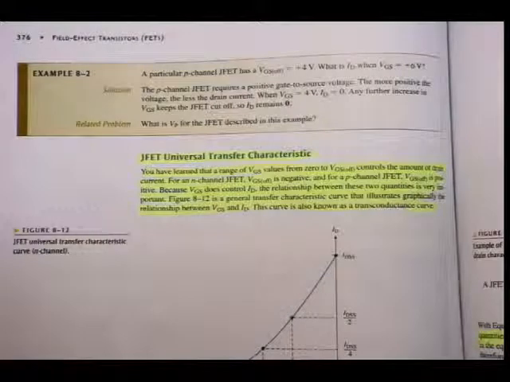For an N-channel JFET, VGS off is negative, and for a P-channel JFET, VGS off is positive. Because VGS does control ID, the relationship between these two quantities is very important. In figure 8.12 is a general transfer characteristic curve that illustrates graphically the relationship between VGS and ID. The curve is also known as a transconductance curve. Alright, let's have a look at that curve.